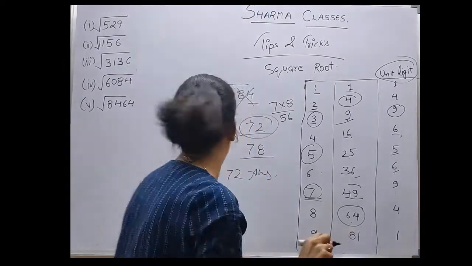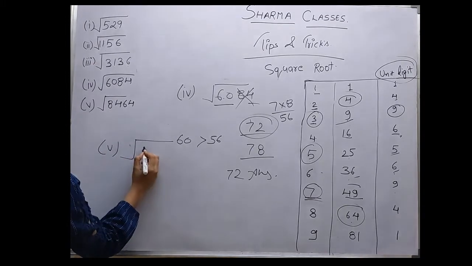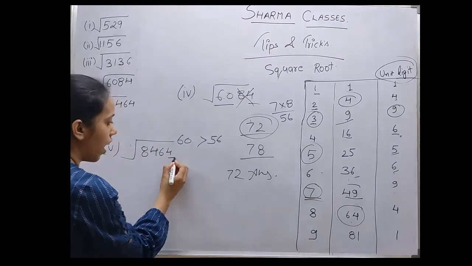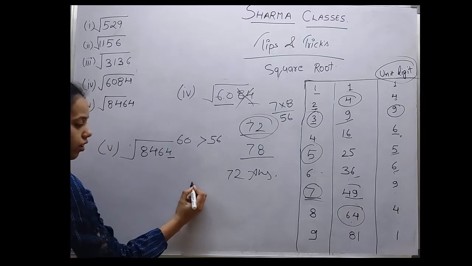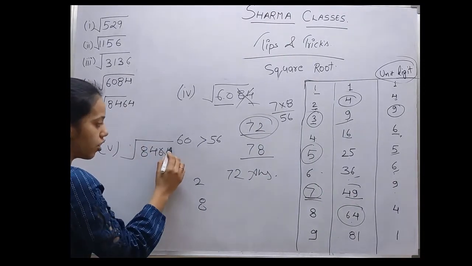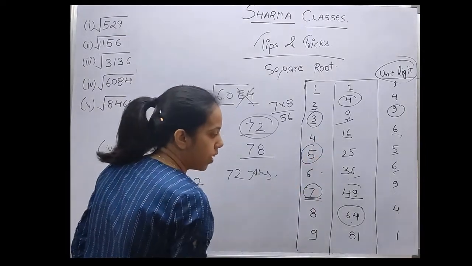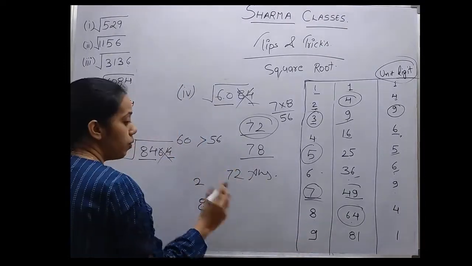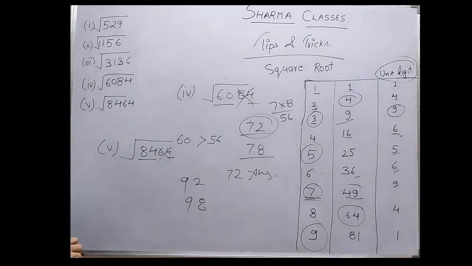Actually, last example. Perfect square root of 8464. Again check 4. Where do we get 4? 2 and 8. Same. Now cut the last two digits. The remaining digit is 84. Now compare in this table. The square of 9 is 81. Square of 10 is 100. That means what do we take? 9 from here. 92 and 98.